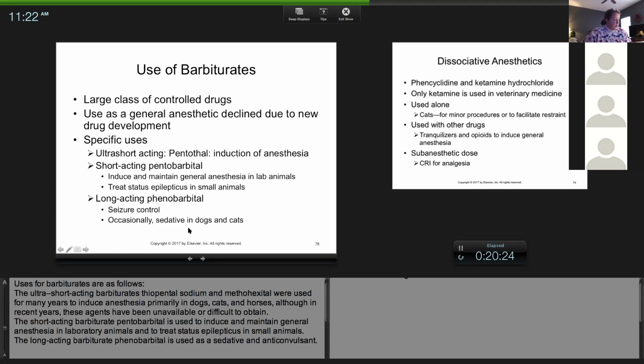Now, the barbiturates, there's different classes. It's a big group of drugs, and they're classified by how they act. So a long-acting barbiturate is your phenobarb for seizure control. Short-acting is your pentobarbital, which is your euthanasia solution. The ultra-short-acting barbiturate is the anesthetic barbiturate that we use, and that is pentothal, which is known as thiopental.